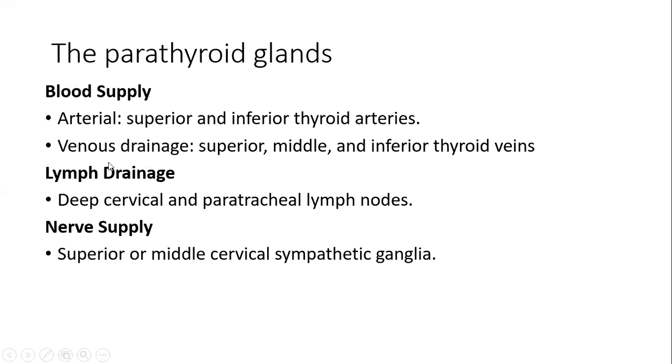Then we have the lymphatic drainage. It will drain just like that of the thyroid gland, into the deep cervical as well as the paratracheal group of lymph nodes. And the nerve supply is slightly different from that of the thyroid gland. Here it is supplied only by the superior or middle sympathetic ganglia. The thyroid gland, because it is a large gland, is supplied by all three sympathetic ganglia, superior, middle, and inferior. But the parathyroid is supplied only by the superior or sometimes middle cervical sympathetic ganglia. That is the only difference.